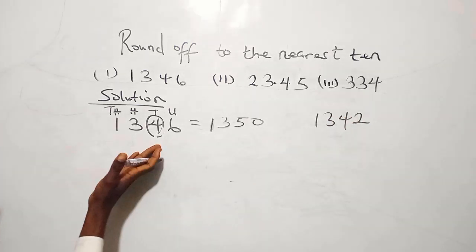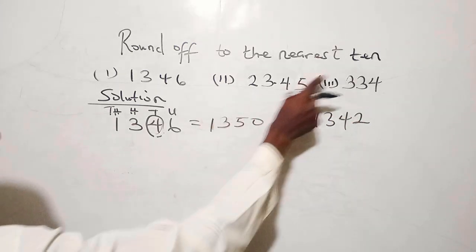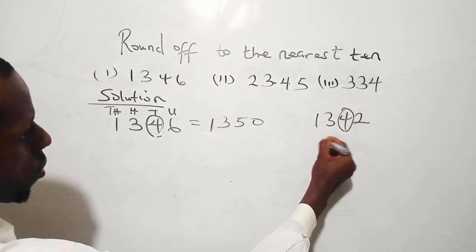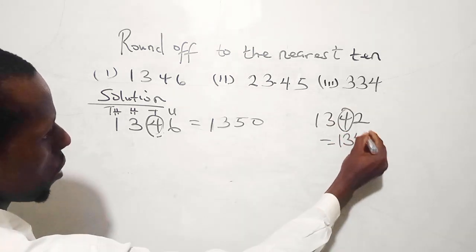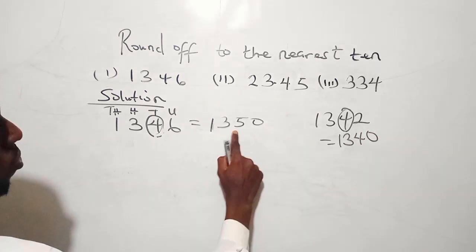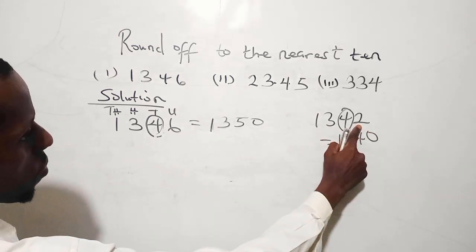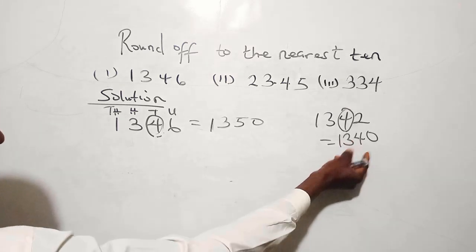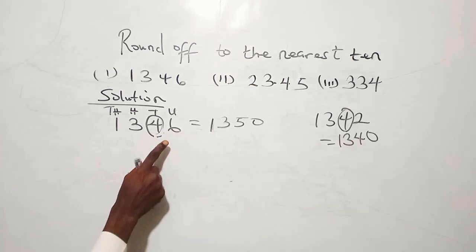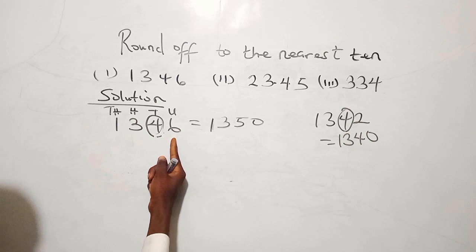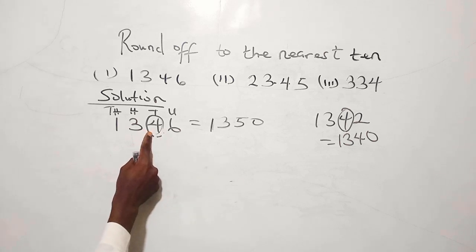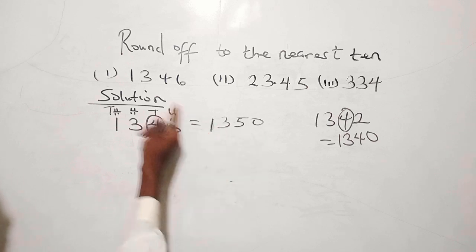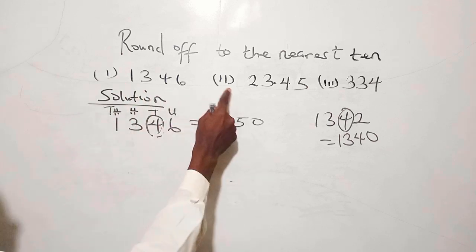For instance, let's say we have 1342 in the question, and we have to round this to the nearest 10. Since 4 is our tens value, our result here will be 1340. There's a difference because 2 is not up to 5, so we can't round up, so we still have this as our result. But in this case, we can carry 1 from the units position and add it to the tens position, so we have 1350 in this number 1.